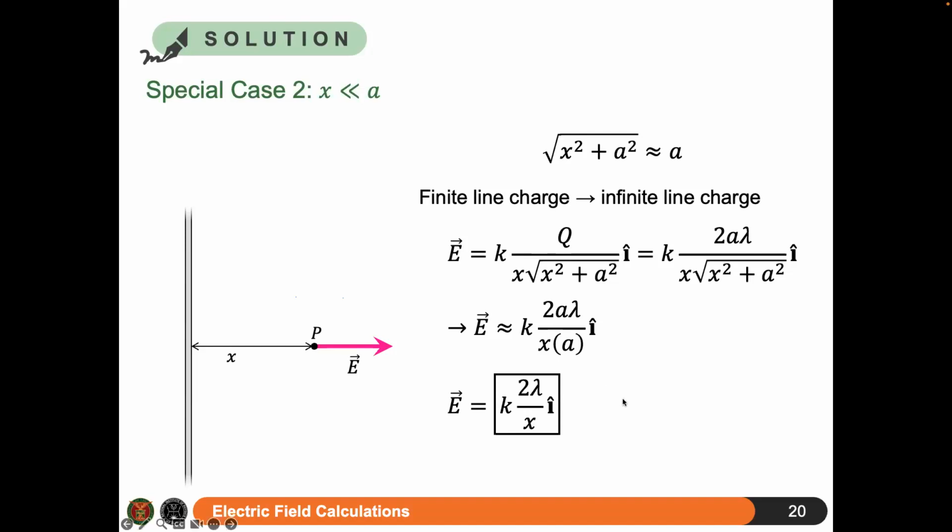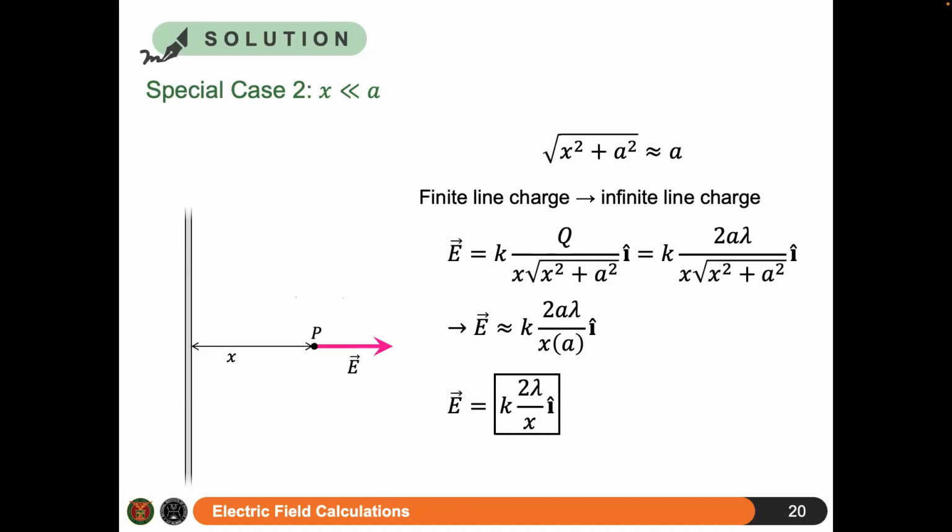Magka-cancel yung a. So we just have 2 lambda over x. So pag malapit naman tayo, sobrang lapit natin dun sa line charge na yon na vertical, yung finite line charge, magiging parang infinite. Which makes sense kasi kung halimbawa meron kang ruler, di ba? Tapos meron kang langgam. Kung ikaw yung langgam, tapos you're just viewing the ruler at some distance, nakikita mo yung buong ruler. Pero pag lumapit ka dun sa ruler ng sobrang lapit, hindi mo na halos nakikita yung buong ruler. So isipin mo mukha na siyang infinite line.